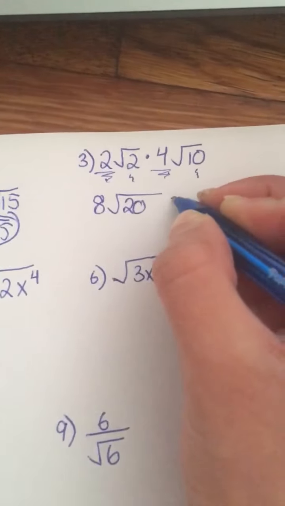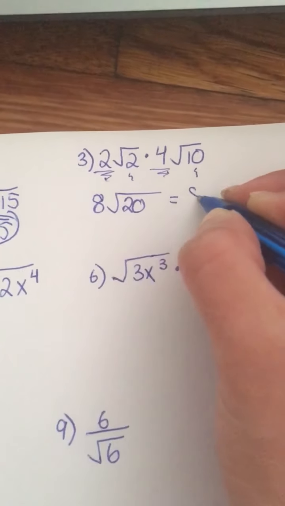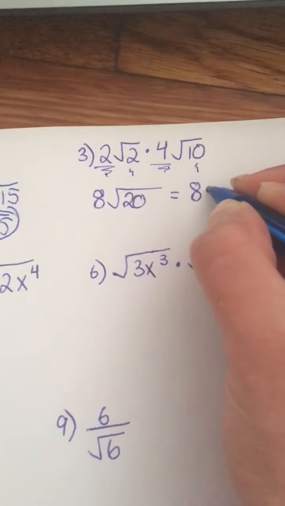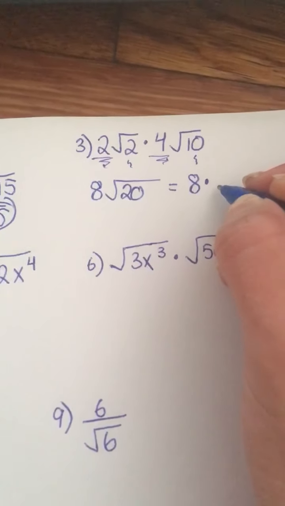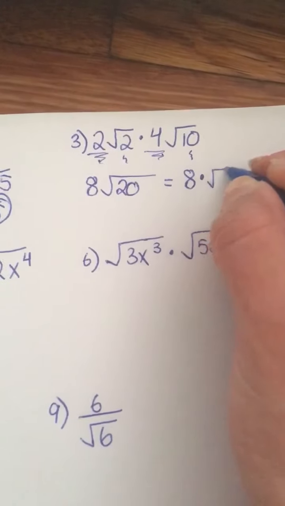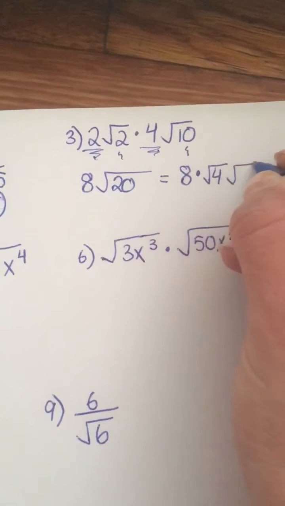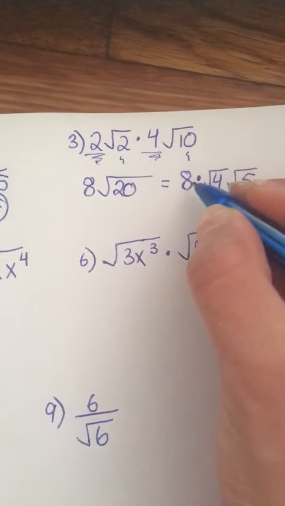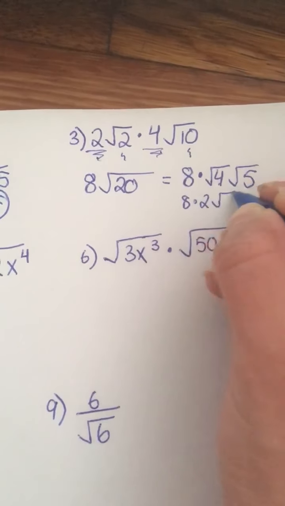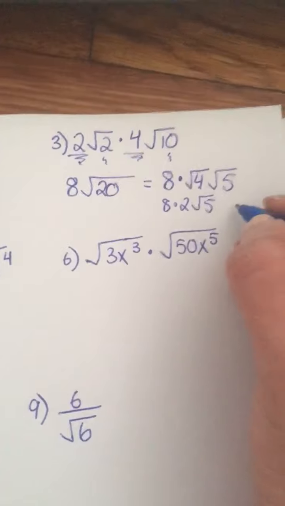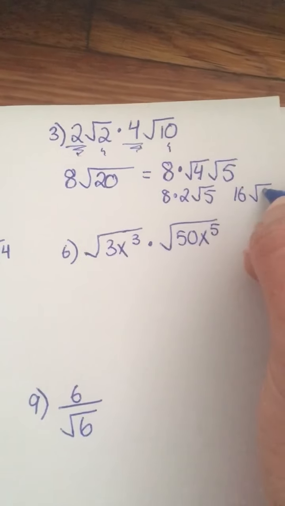And then again, see if you could simplify. So we're going to keep this 8 on the outside, so it's 8 times radical 20, so that would break up to be 4 and 5. Radical 4, radical 5. And square root of 4 is 2, so now we have 8 times 2, radical 5. 8 times 2 on the outside is 16, radical 5.